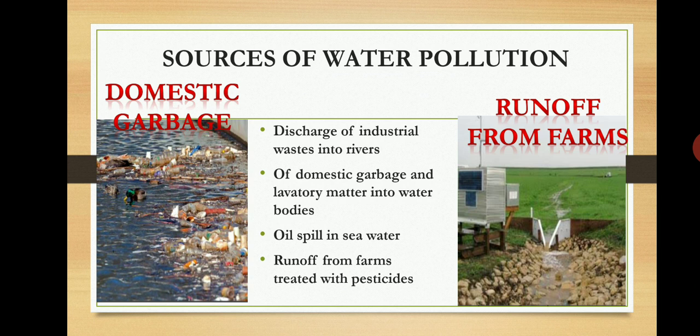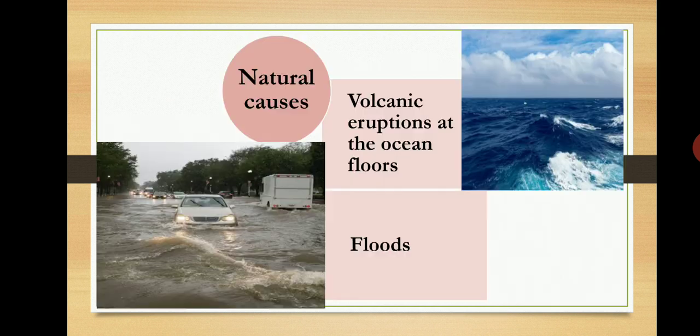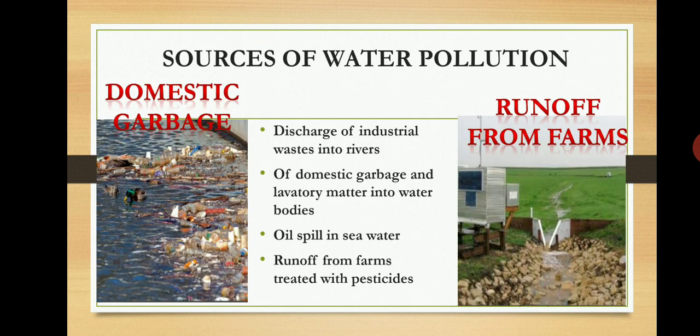Let's repeat. Discharge of industrial waste into rivers, domestic garbage and laboratory matter into water bodies, oil spill in seawater, runoff from farms treated with pesticides. Now let me look at industrial waste. You all understand industrial waste? Any waste water coming out of industries is thrown into the water bodies nearby, like a stream, a river or a lake. So that is industrial waste.